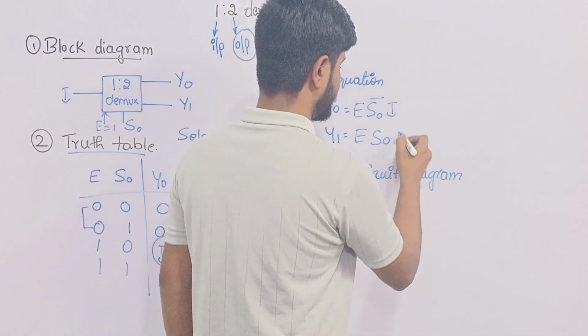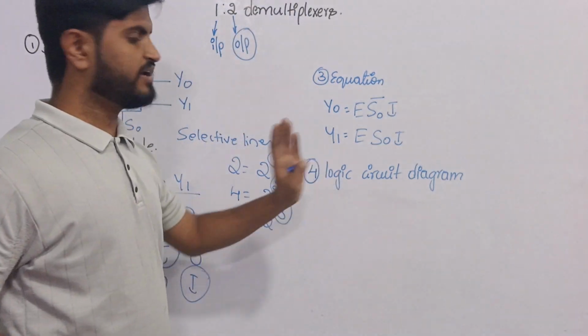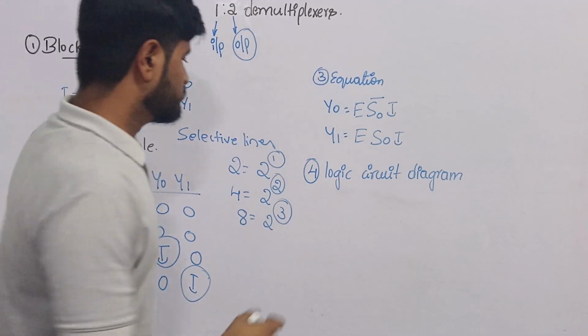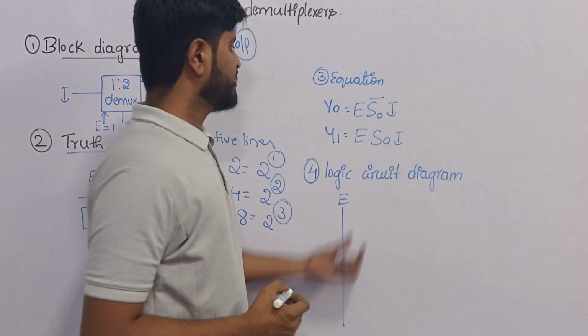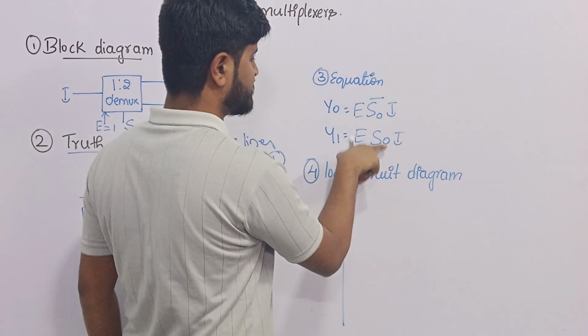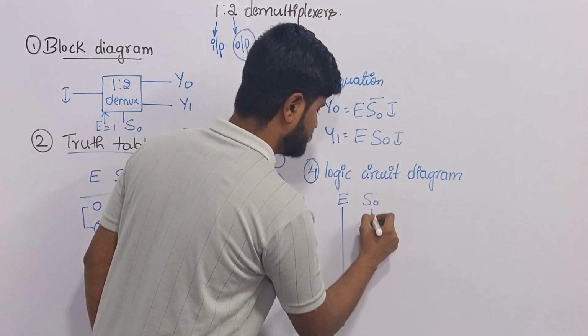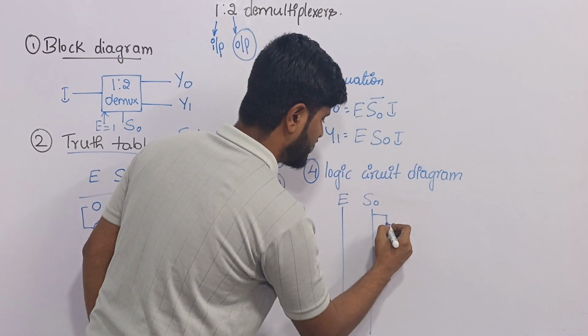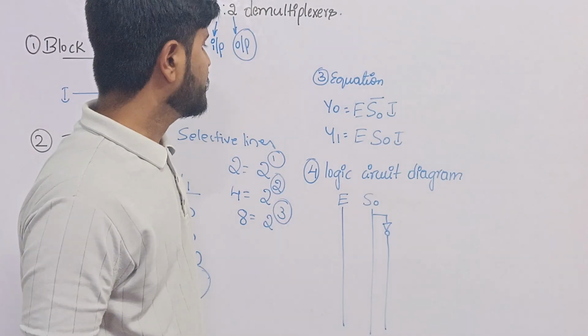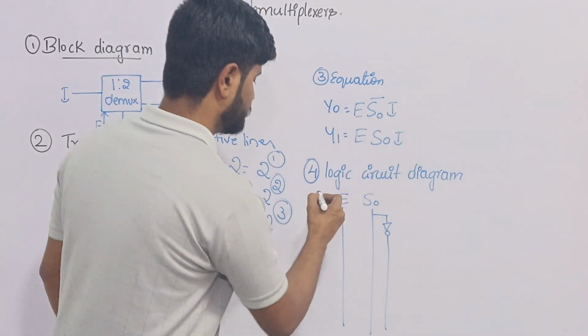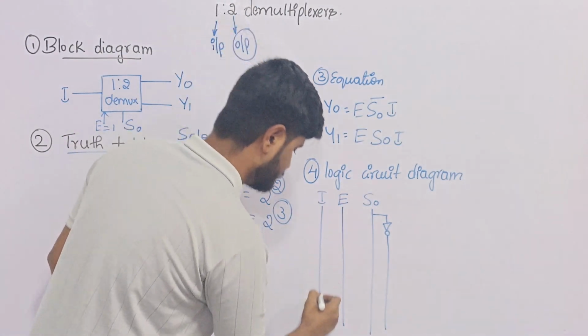Now I want to design the logic circuit diagram. So enable is common, I will take it like this itself. Next S0. S0 is there, S0 bar is there. So I will take S0 and add a NOT gate so that you can represent S0 bar. And another one is I, so I will take it here itself.